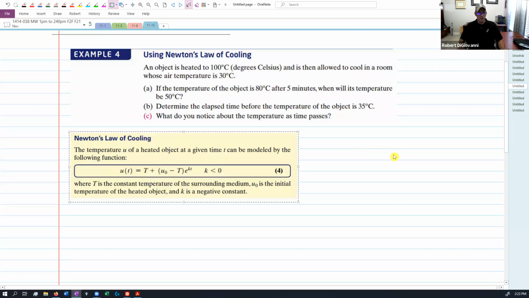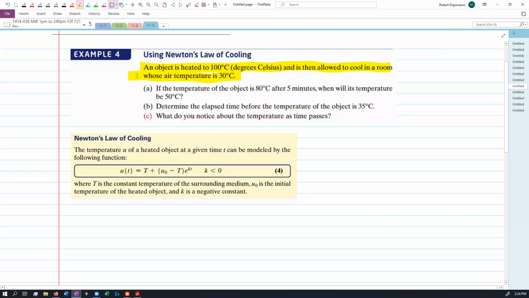All right, so the object is heated to 100 degrees and then it's allowed to cool, the room temperature is 30 degrees Celsius. If the temperature of the object is 80 degrees Celsius after 5 minutes, when will its temperature reach 50 degrees? Okay. All right, so what is something we know from the given information? From the very beginning, is there something that we know that would help us in our formula?